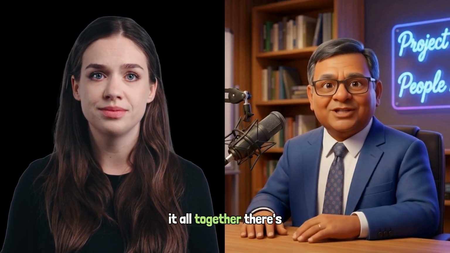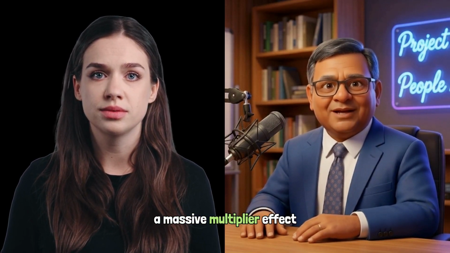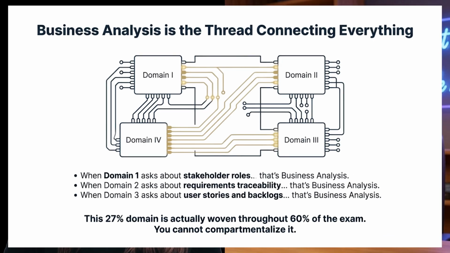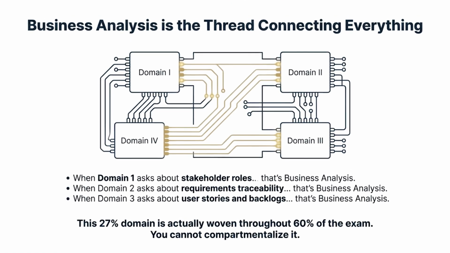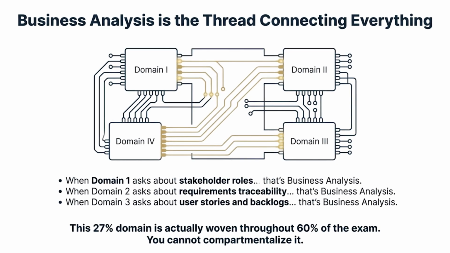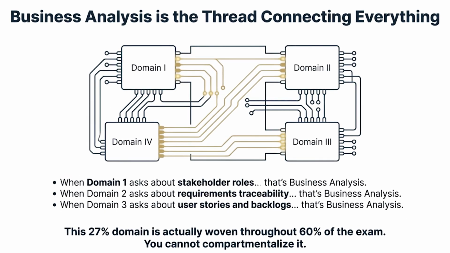So to pull it all together, there's a massive multiplier effect here. The study plan needs to see the connections. Domain 1 sets the context. Domain 4 ensures delivery of value, and Domains 2 and 3 tell you how to get there. Absolutely.